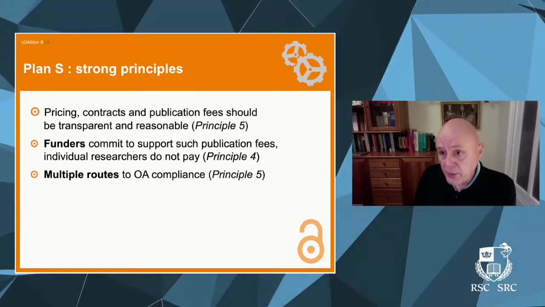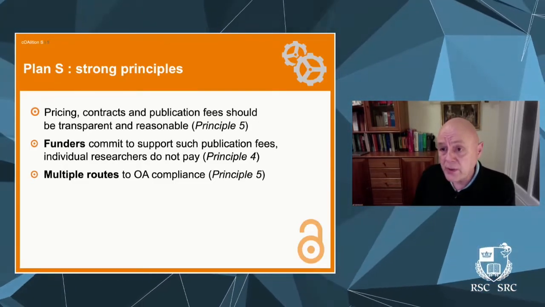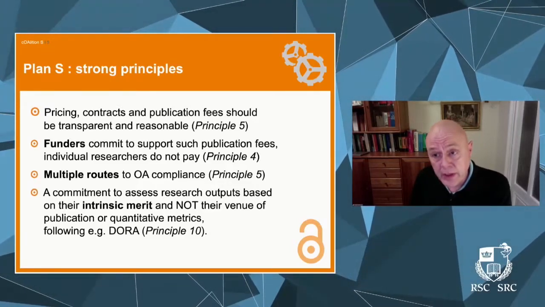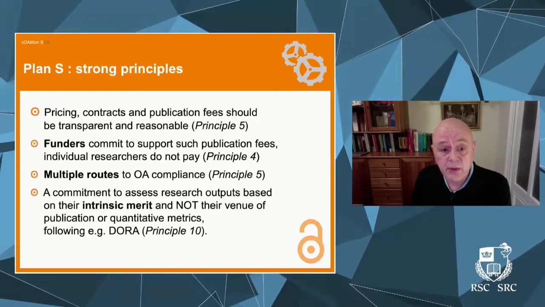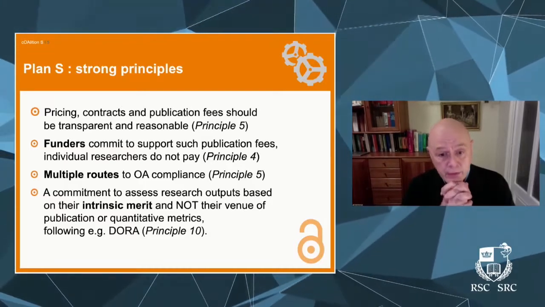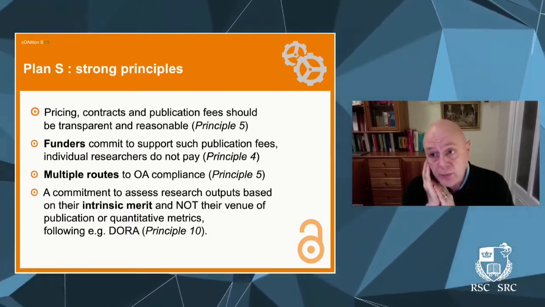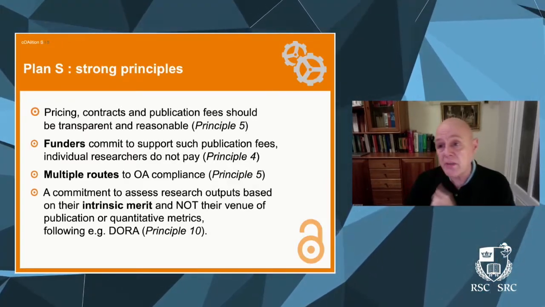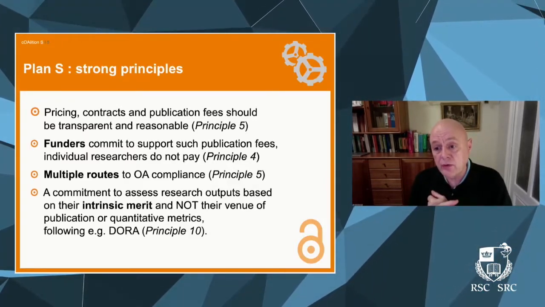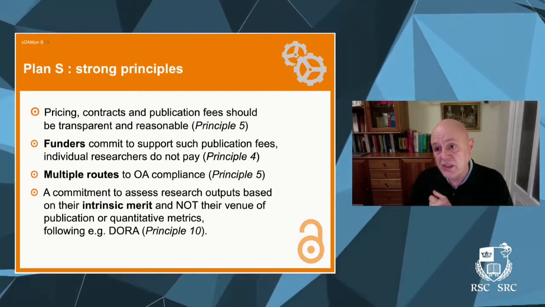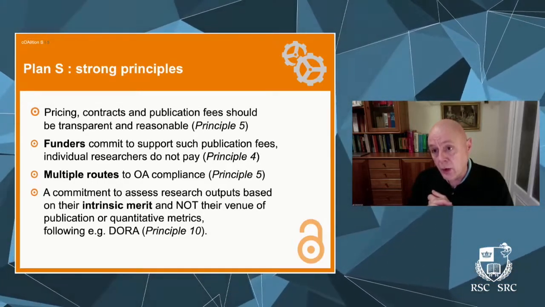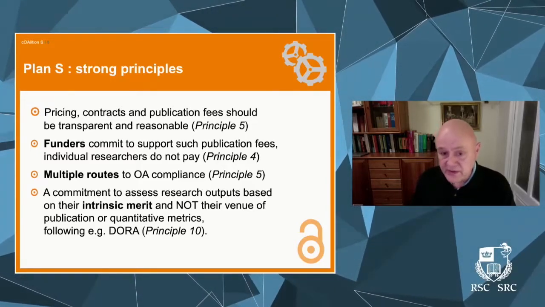We also have multiple routes to open access compliance, of which I will say something in a minute. And finally, and very importantly, we want to change the system of assessment, namely research assessment of research outputs, also for grant applications, should be based on the intrinsic merit of the publications and not on their venue of publication, the prestige, quantitative metrics, in accordance with DORA, Hong Kong principles, and the Leiden Manifesto.